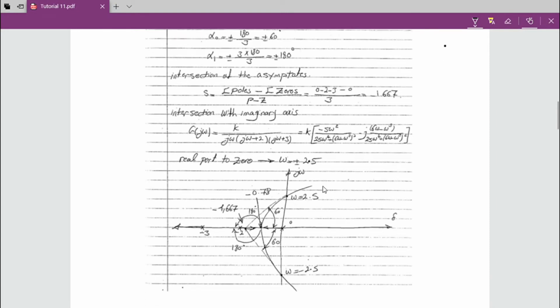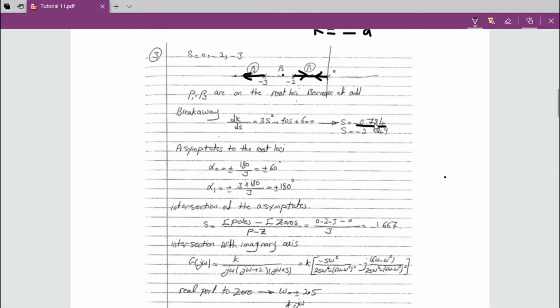So basically you'll be getting omega is equal to 2.5. Now plotting all this, so you know the segments, right? There was one segment between 0 and negative 2, and one segment between negative 3 and negative infinity. So this portion is fine, like I said earlier. Now there was a breakaway point between 0 and negative 2. So there's a breakaway point at negative 0.78, which we calculated over here.